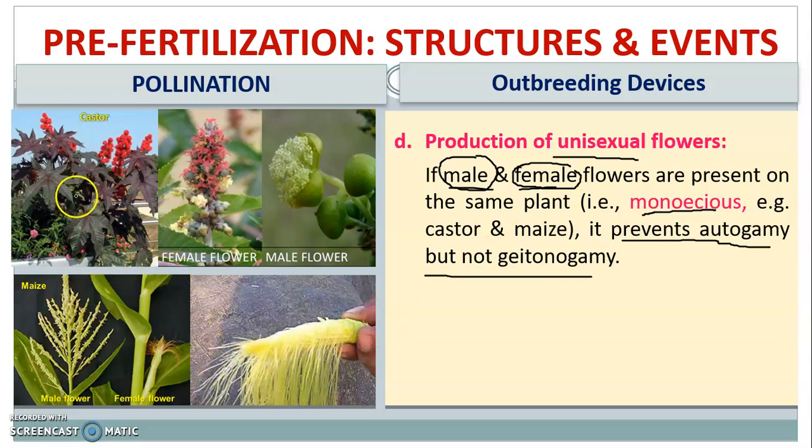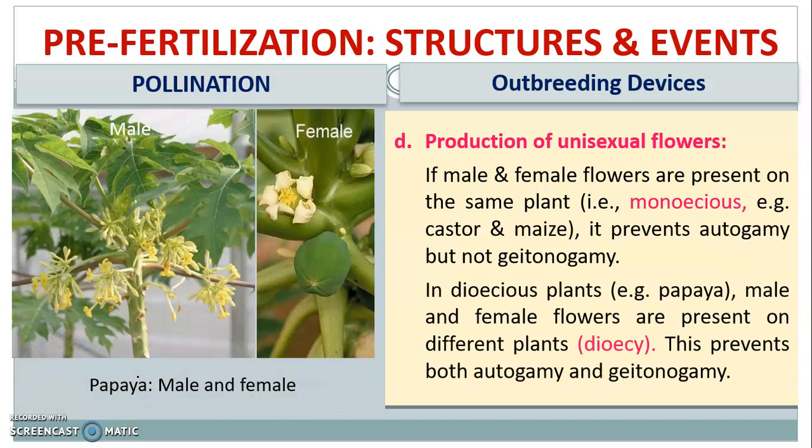You can see in this slide the example of castor. They have different flowers, male flowers and female flowers. Similarly, maize has male flowers and female flowers. So the flowers are different, but they are present within the same plant. So if the plant is monoecious, then it will go for geitonogamy.